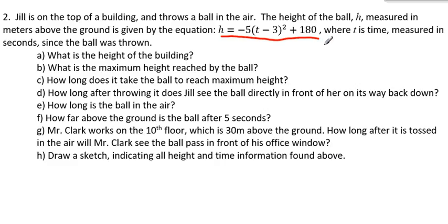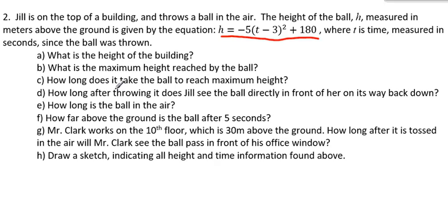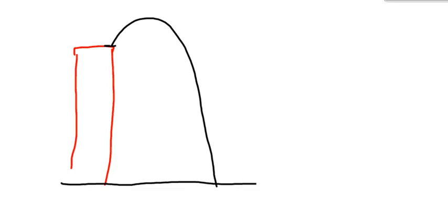Let me just do this. So this person, Jill, is on a building, and I probably drew it a little too tall there. Jill's on the top of a building and she throws the ball, and it probably does something like that. So we expect to see this sort of behavior where there's a ground down here and there's the height of the building and so on. So that's what's happening. So again, this is the equation and there's all these questions we have to answer. So let's just jump right into it.